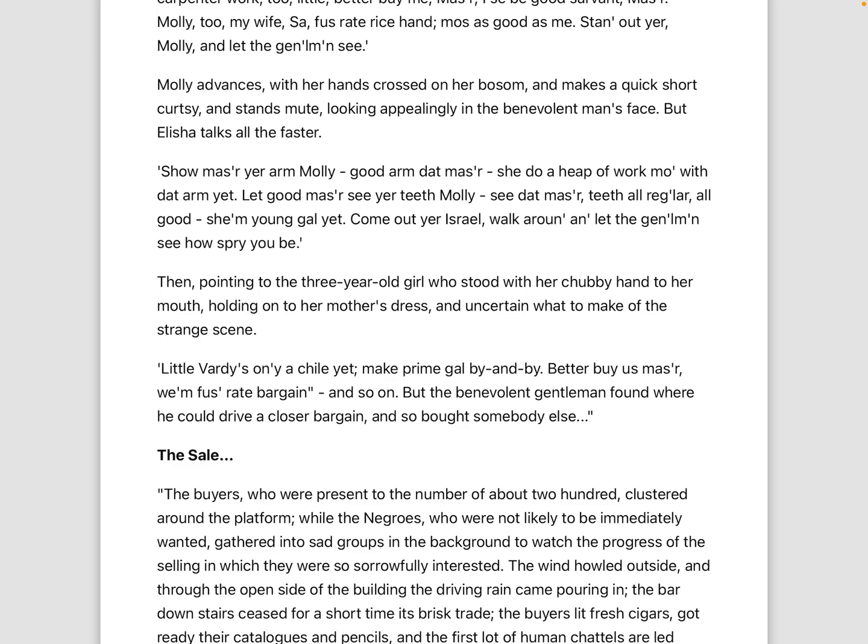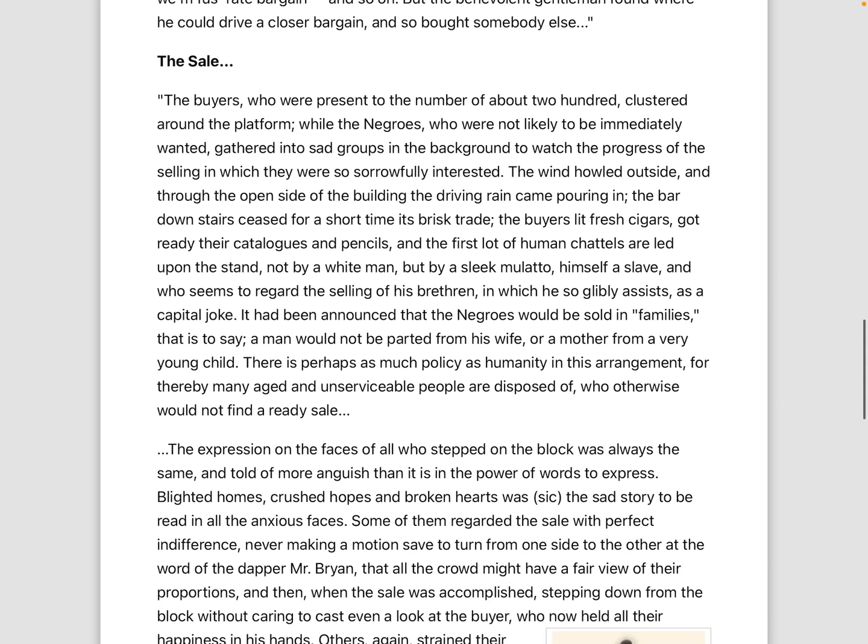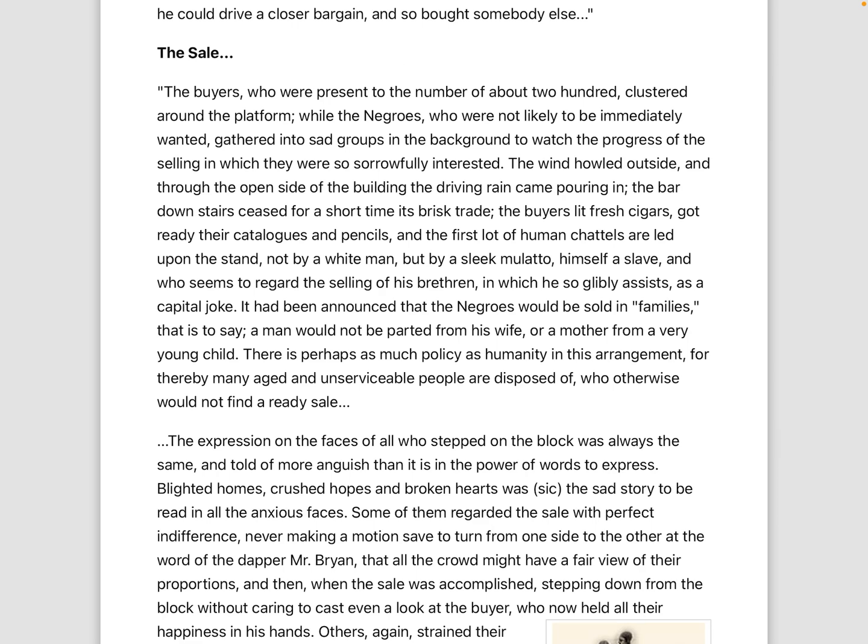We are first-rate bargain, and so on. But the benevolent gentleman found where he could drive a closer bargain, and so bought somebody else. The sale. The buyers who were present, to the number of about 200, clustered around the platform, while the Negroes who were not likely to be immediately wanted gathered into sad groups in the background to watch the progress of the selling in which they were so sorrowfully interested.